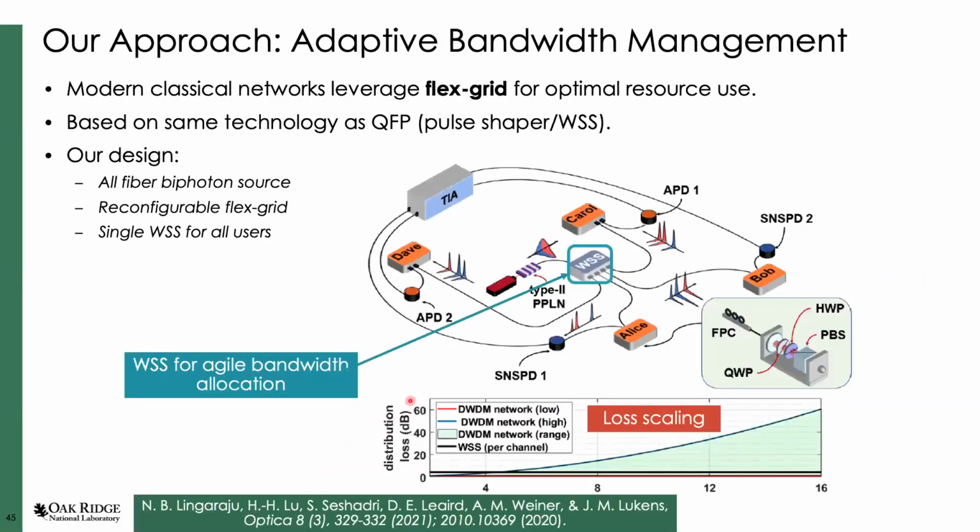As an example, there's this paper which was just recently published in Optica, which is a collaboration between Joe and Professor Weiner. This is the spread spectrum technology, and basically the idea is that you would use a wavelength selective switch to dynamically carve up the bandwidth and assign it to where you want to have the resources.